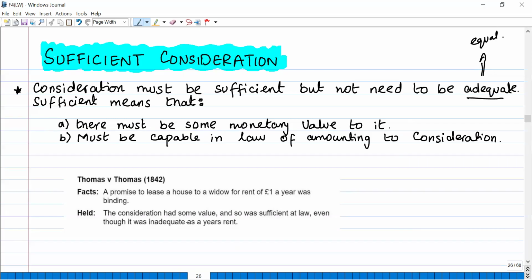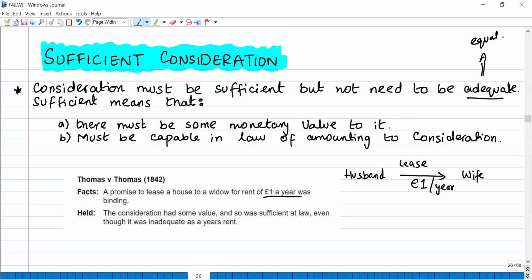So there was a widow who got a house on lease from, I think, her husband. The husband gave his house on lease to his wife. Now the thing was, in return, the wife paid £1 a year. Okay, £1 a year.